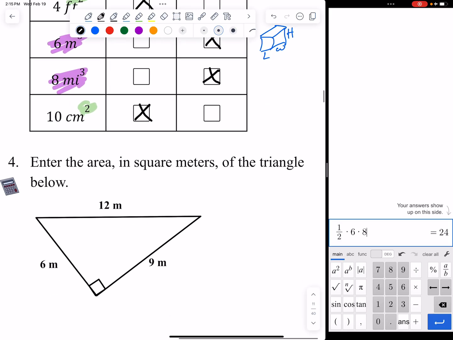All right. Enter the area in square meters. And this is why we read this, right? I love that the state does this because it's a little hint. In square meters, meters squared, right? That's how it looks.